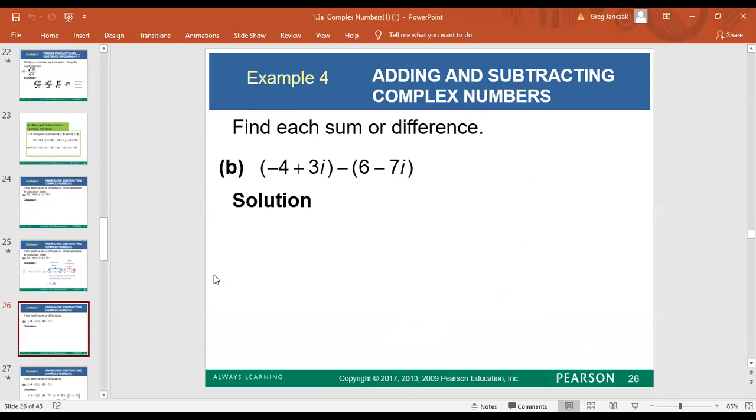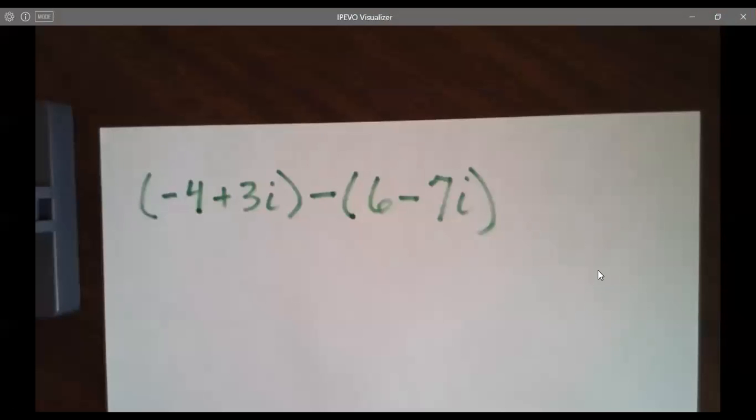Here we have, okay, looks like Malachi's trying to join. I'll get him in just a moment. Here we have a negative 4 plus 3i minus 6 minus 7i. So this is what we're going to, so now you should see the board.